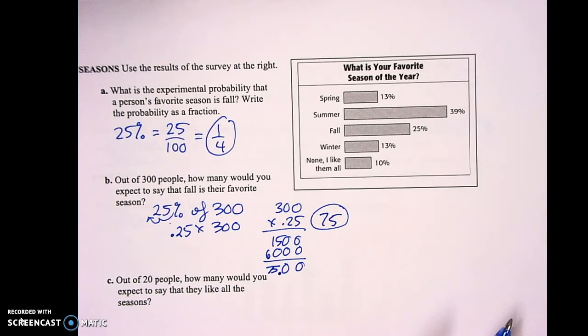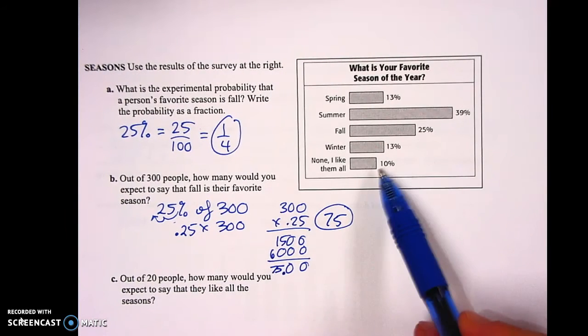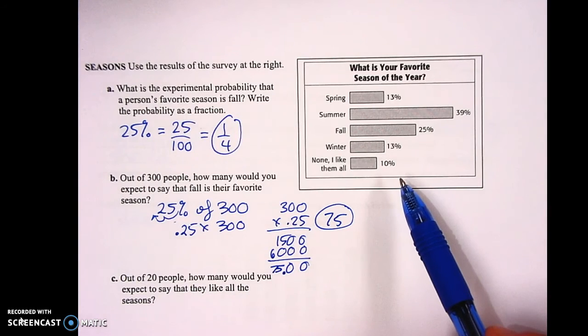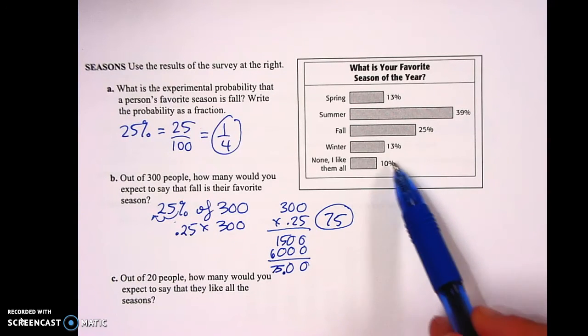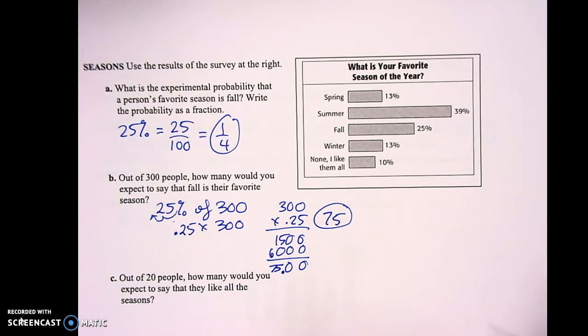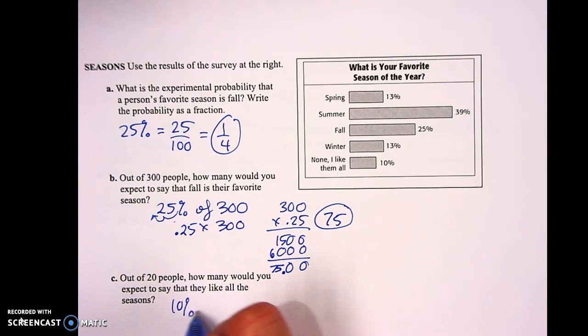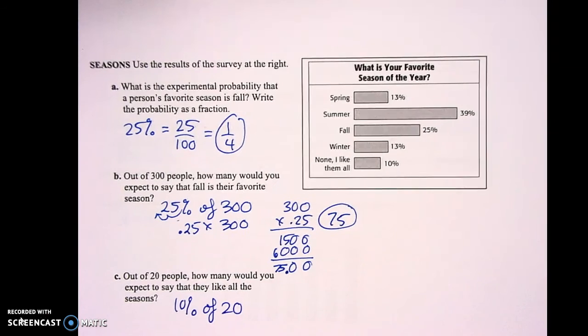Out of 20 people, how many would you expect to say that they like all of the seasons? So from the survey, that was 10%. So now we have 2 parts to do here. Actually, no. 10% of 20 people is all we're really trying to figure out. 10% of 20. So let's do this one another way.